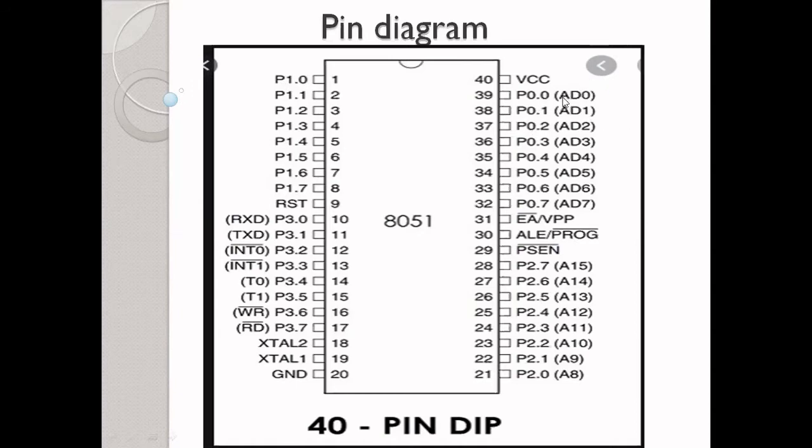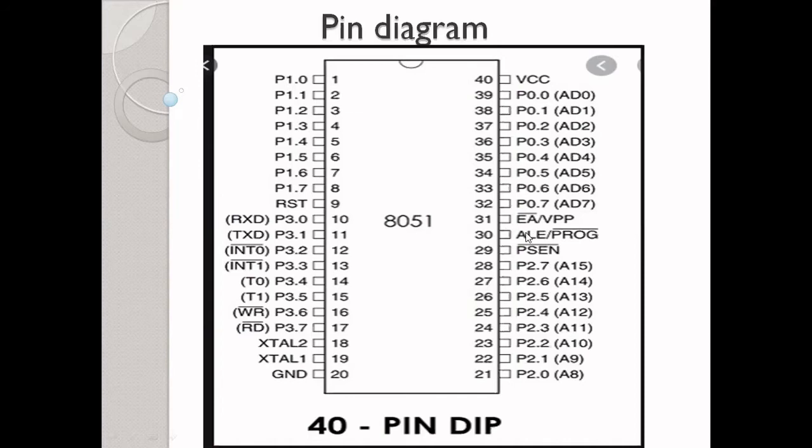It will also be used as data lines. Next, it will act as the lower byte address lines. There are 16 address lines, so here A0 to A7, the lower address lines, are connected to port 0. Next, the upper 8 lines, that is the higher byte address A8 to A15, are connected to port 2. Totally 16 address lines are there. Lower byte address lines are connected to port 0 and higher byte to port 2. And port 0 also acts as data lines D0 to D7.